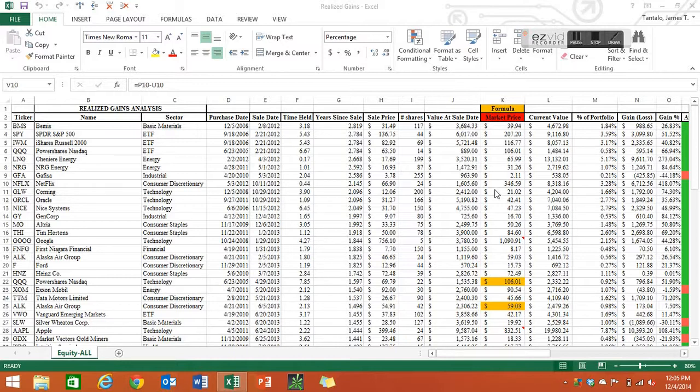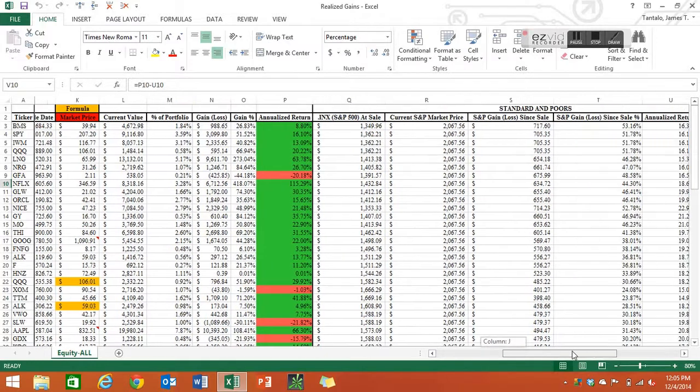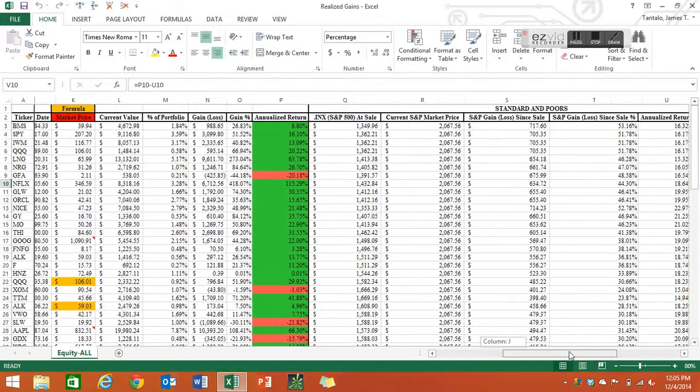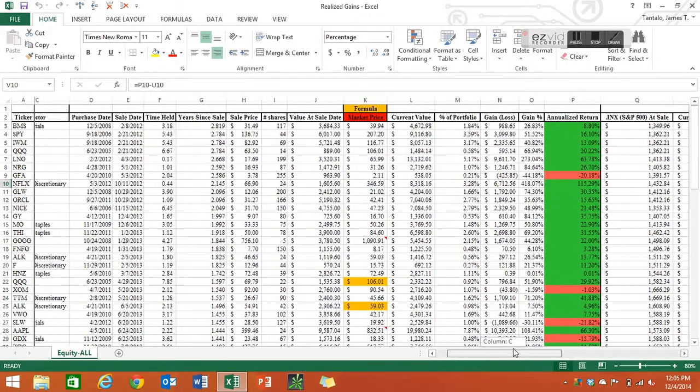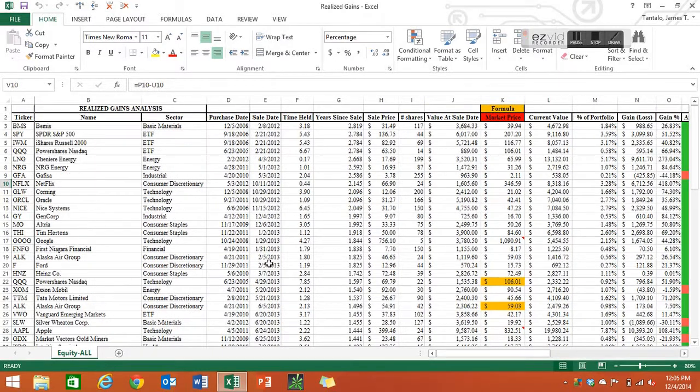So I'll talk about how we go about getting that information and providing analysis for that, and then also as we move along here, how the current market performance also affects our realized gains analysis.